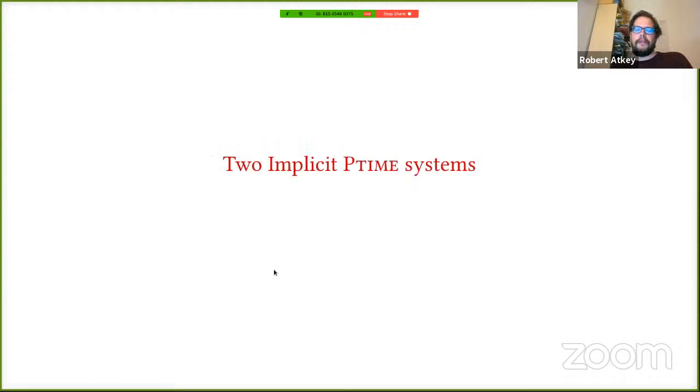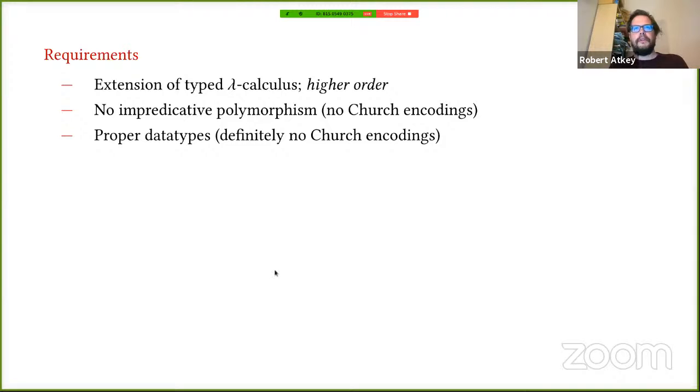So first, I'm going to talk about two implicit polynomial time systems to get us going. The requirements are that these are an extension of some typed lambda calculus, so we're allowed higher order computation. So this isn't restricted versions of primitive recursion, for instance, which have been studied for polynomial time. And as I said, just to hammer this home, no impredicative polymorphism. We're interested in predicative Martin-Löf style type theory at the end. So this means proper data types, definitely no Church encodings.